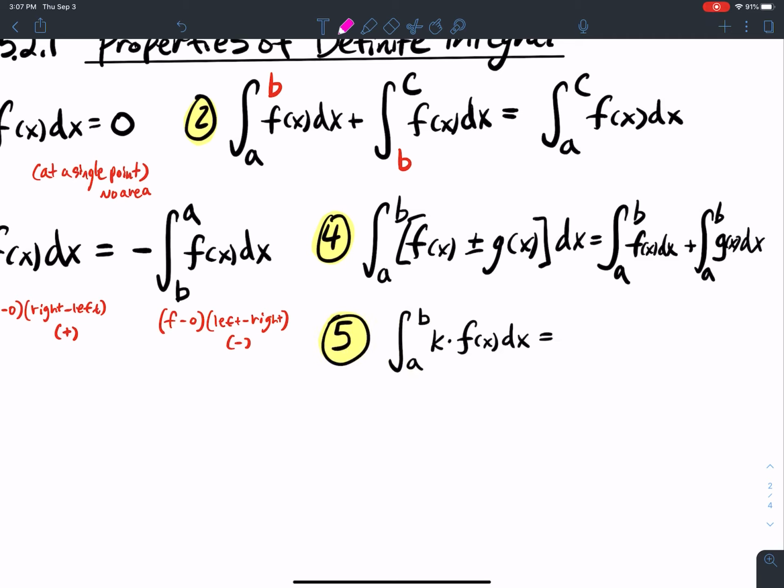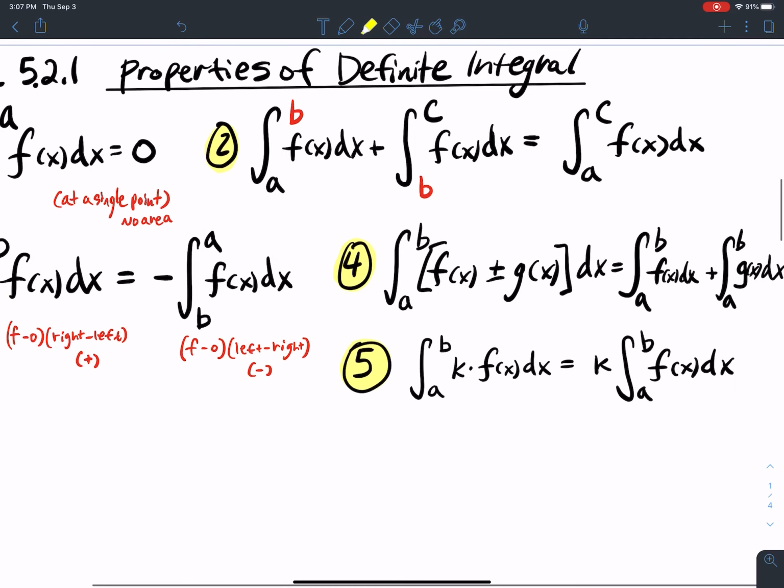Now, number 5 says that I have a constant inside my integrand here. So k times f of x. Then what can I do with the constant? I can pull the constant out front. Okay? So the constant multiple rule works for definite integrals as well.